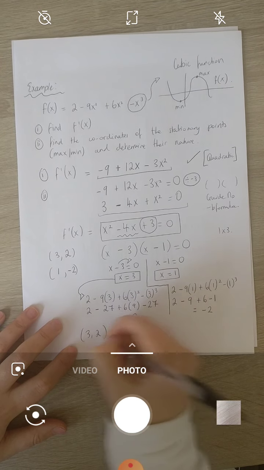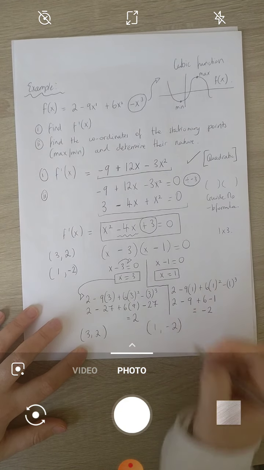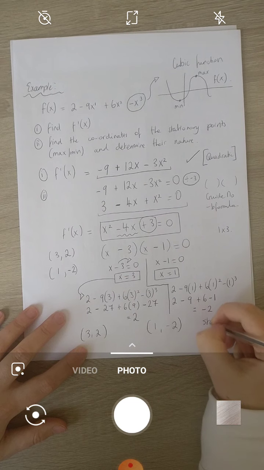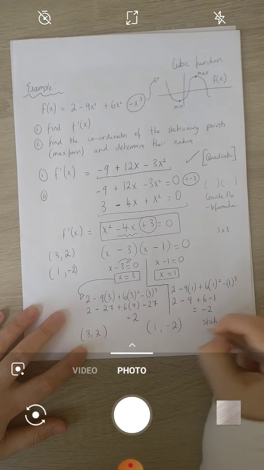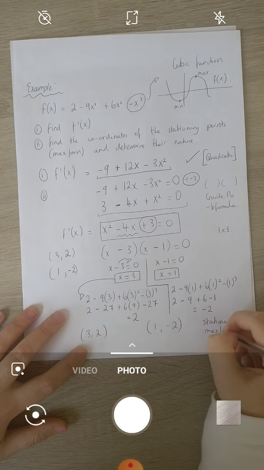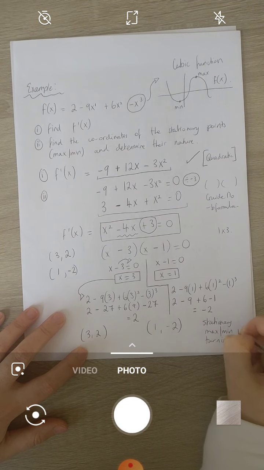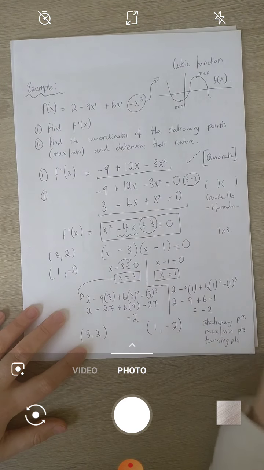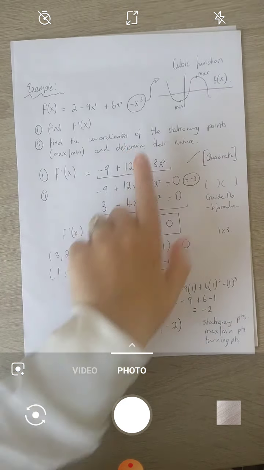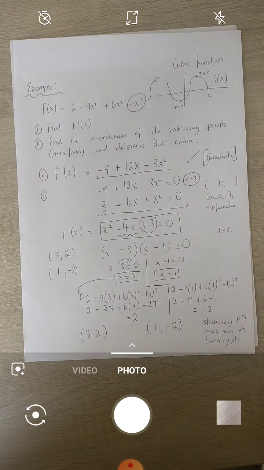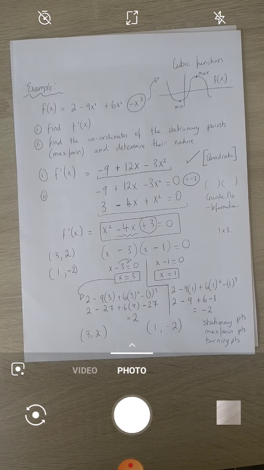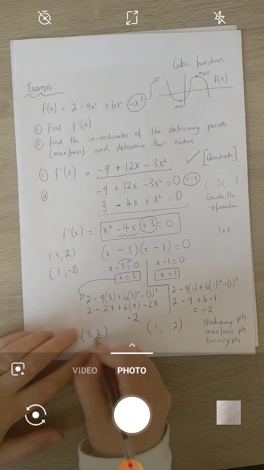So we've (3, 2) and (1, minus 2) as our stationary points, or our max and min, or our turning points. Now, you need to determine their nature, and what that means is you can't just leave it there. You need to tell me which one is the max and which one is the min. Now, what we're going to do is look at the y value.